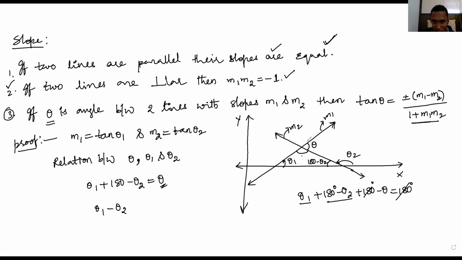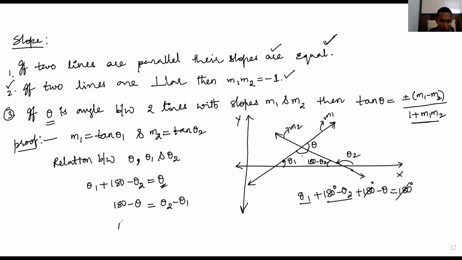If this is theta, this is 180 minus theta. So if theta is the angle between two lines, 180 minus theta is also an angle between two lines. Here you can say theta 1 minus theta 2, or theta 2 minus theta 1 if you take that side. So 180 minus theta equals theta 2 minus theta 1.